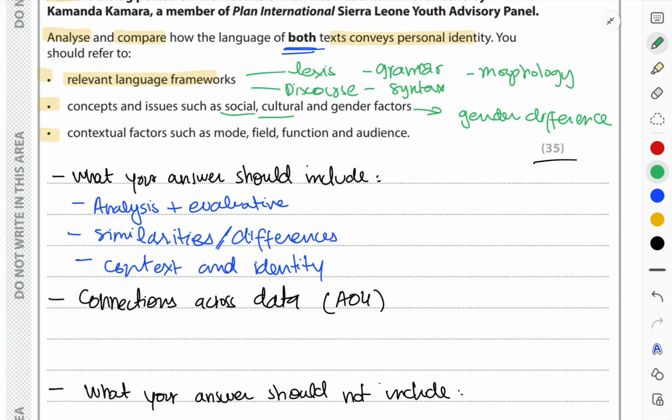Then the third and last bullet point says contextual factors such as mode, field, function, audience. Again, you need to include these in your answer. You should definitely include these because this is something they've asked you. If you miss something elsewhere, it's going to be all right because you're writing under a time constraint, but don't miss these, because they're openly asking you to make comments on these.